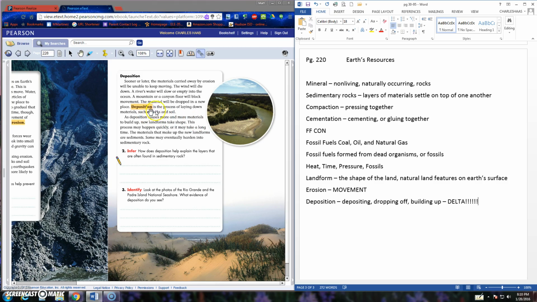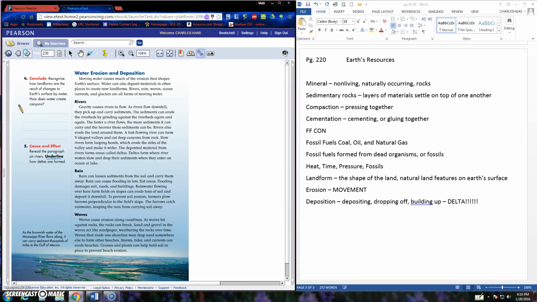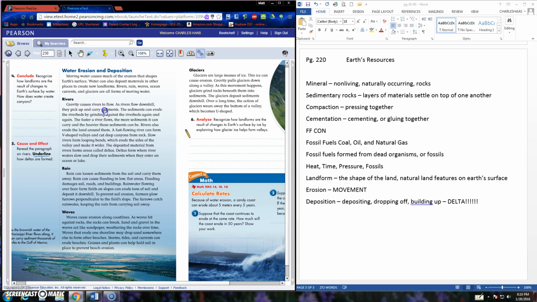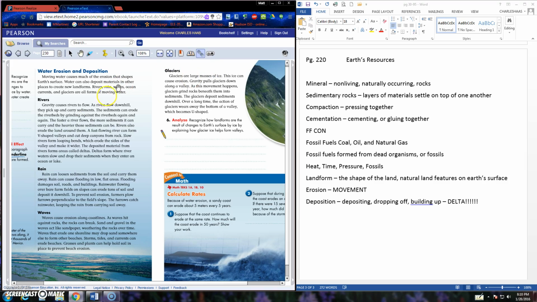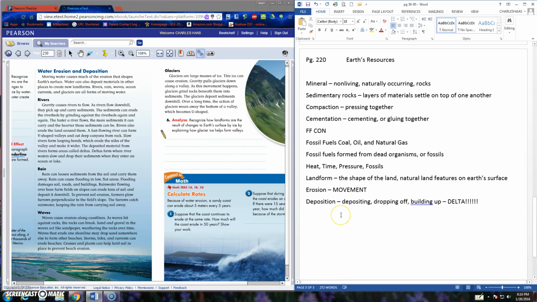So it says deposition is the process of laying down materials such as rock and soil. Laying them down, dropping them off, building them up. Yeah, we can put all that in there. Water erosion and deposition. Rivers, rain, waves, glaciers. They didn't say a lot about weathering, did they? I don't know if I missed it or what, but we should probably go ahead and put weathering on there. Weathering is the breaking down of rocks into sediment.